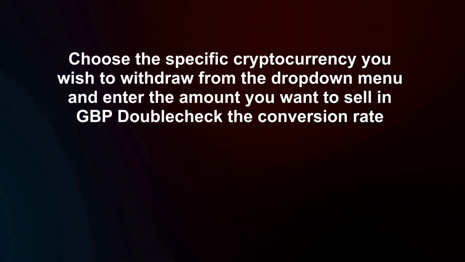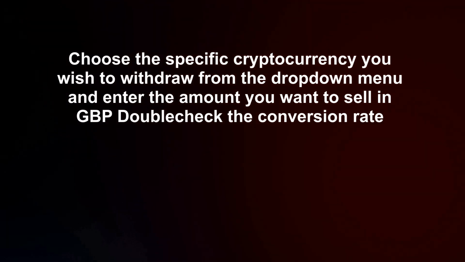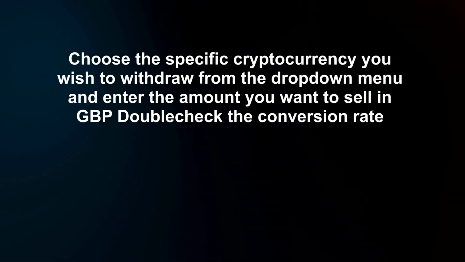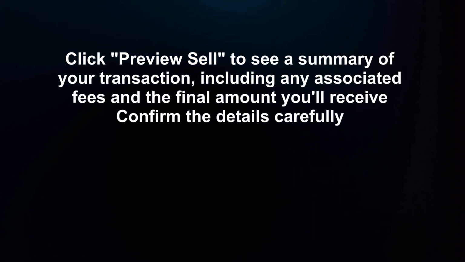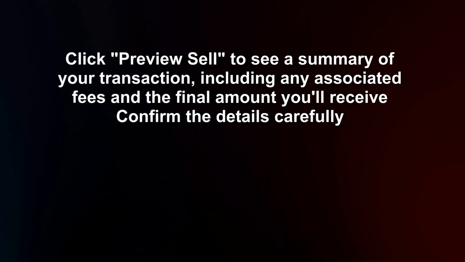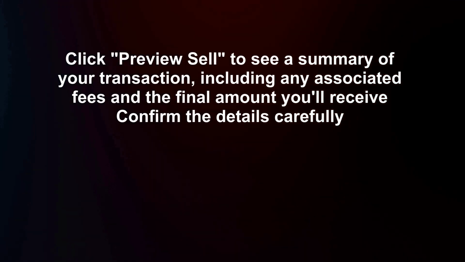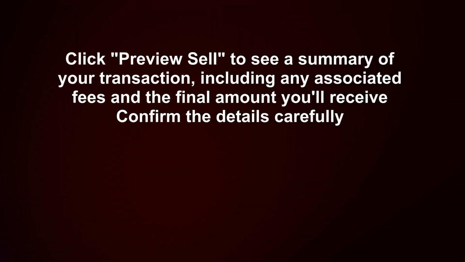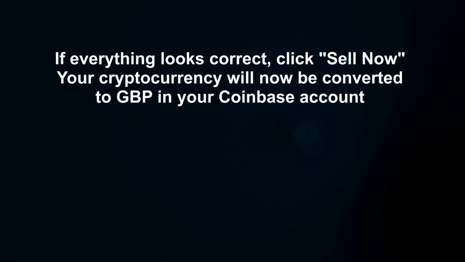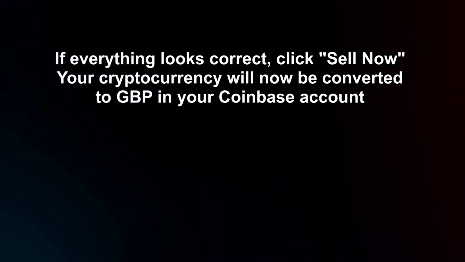Choose the specific cryptocurrency you wish to withdraw from the drop-down menu and enter the amount you want to sell in GBP. Double-check the conversion rate. Click Preview Sell to see a summary of your transaction, including any associated fees and the final amount you'll receive. Confirm the details carefully. If everything looks correct, click Sell Now. Your cryptocurrency will now be converted to GBP in your Coinbase account.